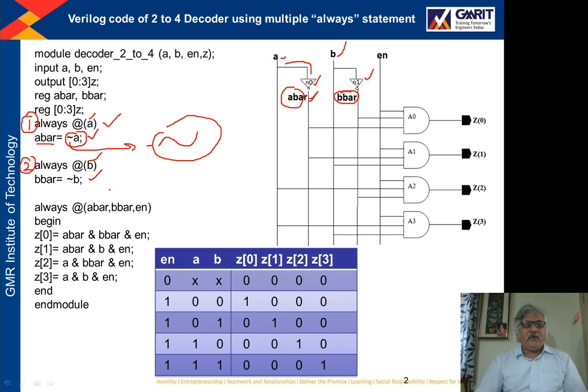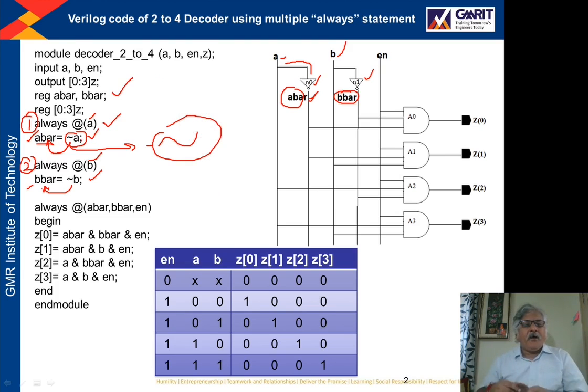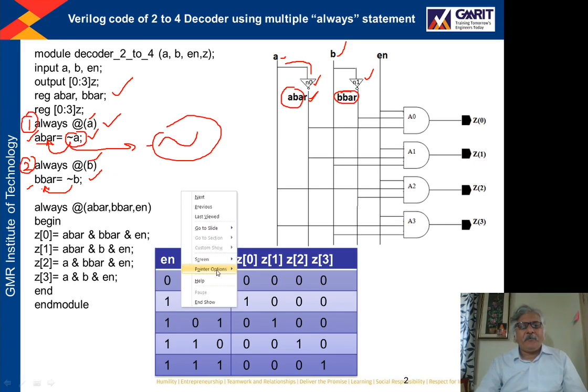Now since in these statements A bar is equal to not A and B bar is equal to not B, we are assigning values to A bar and B bar, right? That's why we have declared A bar and B bar as reg type, because these statements are inside an always block. And we know that if there is any statement inside an always block, and we are assigning any value to a signal, then that should be declared as reg type. Okay.